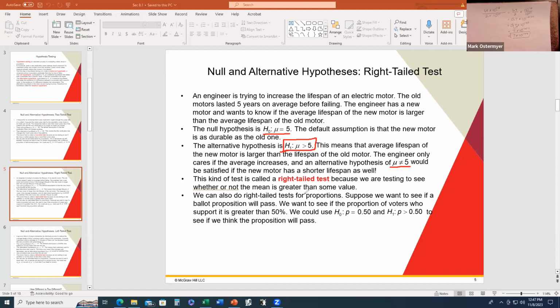And ladies and gentlemen, we can also use one and two tail tests for testing for population proportion. Suppose we want to see if a ballot proposition will pass. We want to see if the proportion of voters who support it is greater than 50%. If that's the case, this would be our alternative hypothesis statement. That is stating that the population proportion of voters who support this resolution is greater than 50%, as opposed to the null hypothesis that says that it is equal to 50%. Okay, this would be an upper tail test or a right tail test because of our alternative hypothesis statement here.